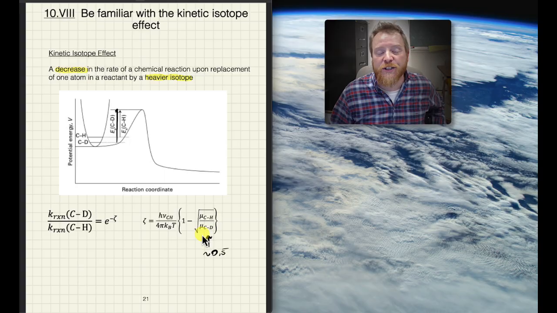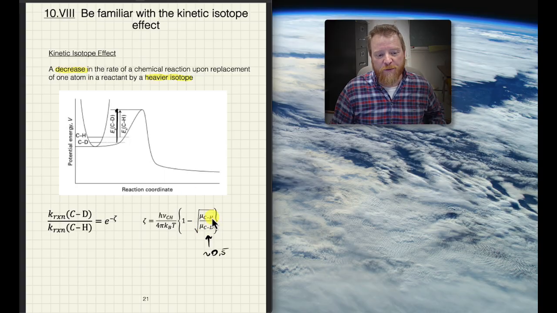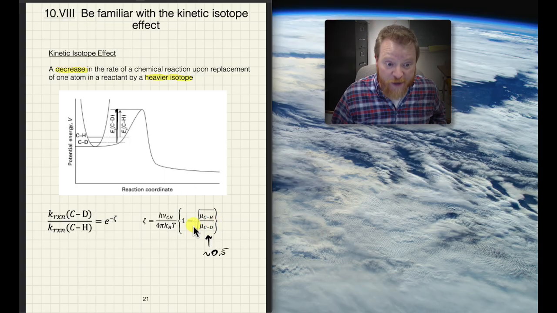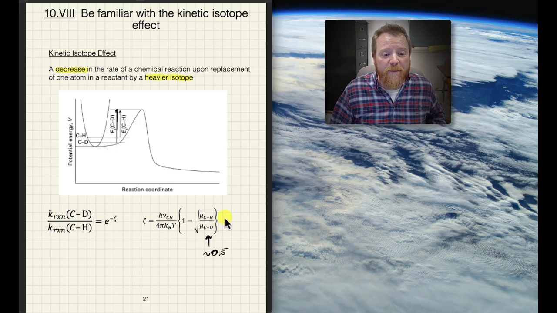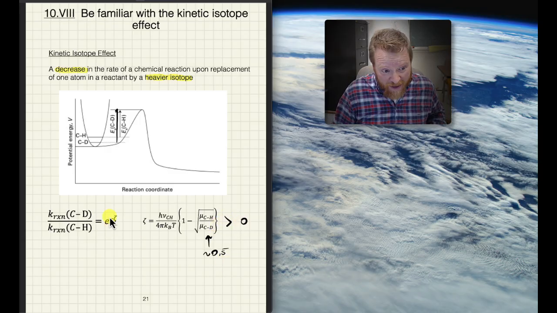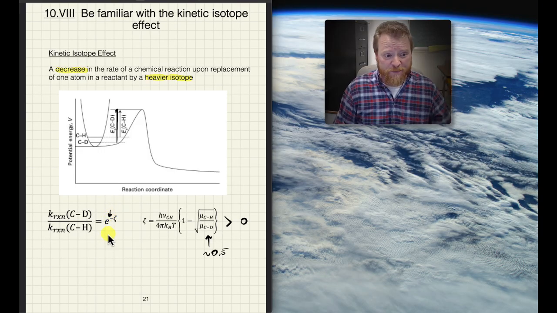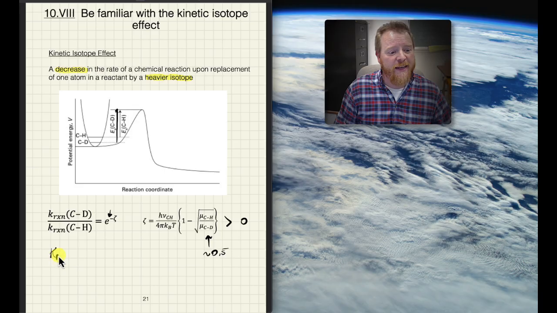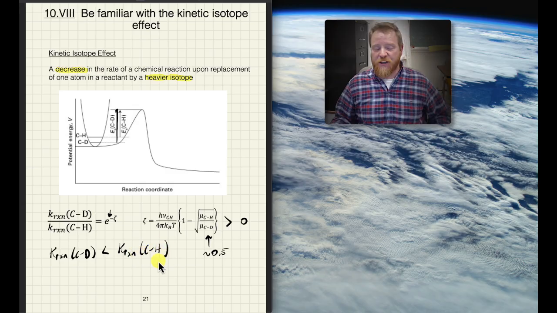What's important to note about that is 1 minus 0.5 gives me 0.5. Importantly, that means this is a number greater than 0. And there's already a negative sign in this equation. So that means k_rxn for CD must be less than k_rxn for CH.